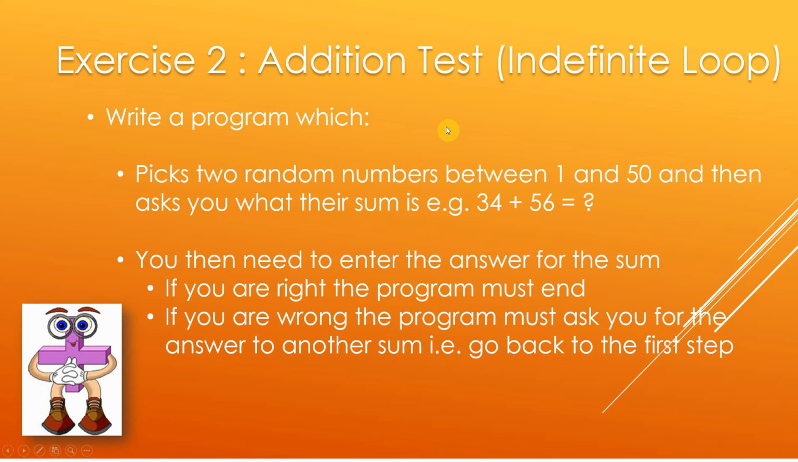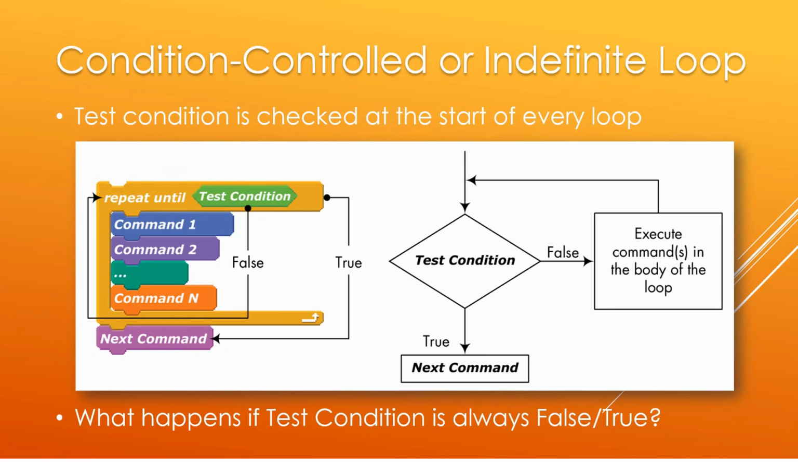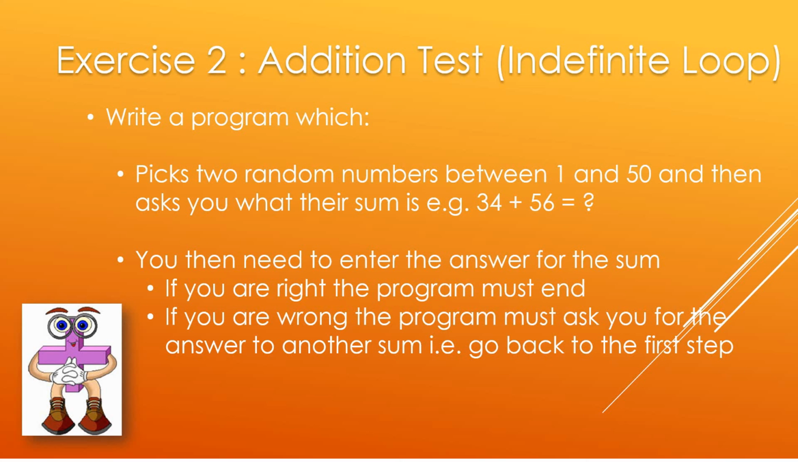So exercise number 2 is we're going to do an addition test. Okay, using the indefinite loop, which we've just discussed. So, what we need to do is we need to pick 2 random numbers between 1 and 50 and then ask what their sum is. So for example, 34 plus 56 equals, and then the user has to supply the answer. Now for you clever ones out there who are watching the video, you'll notice that I didn't put the right value in here because I put a value in greater than 50.